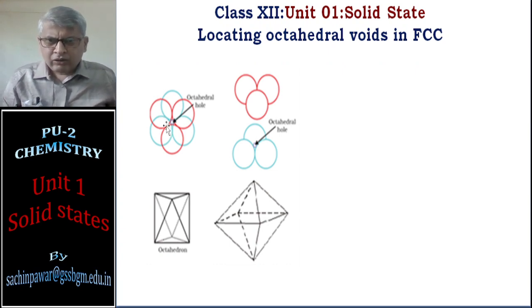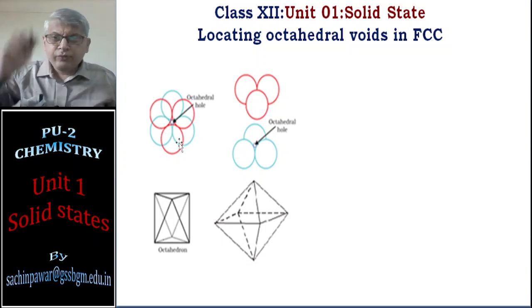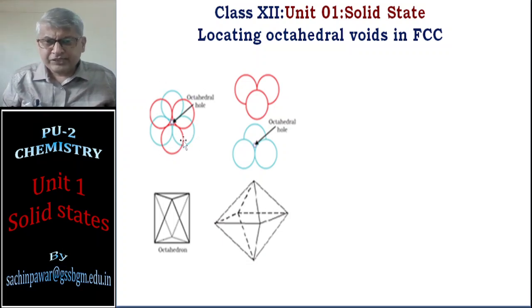To find out octahedral voids, I have to find such a geometry, that is 3 particles forming one triangle and 3 particles forming another triangle. The top view should be the one on the left-hand side, and the side view should be the one on the right-hand side. So we have to find this.